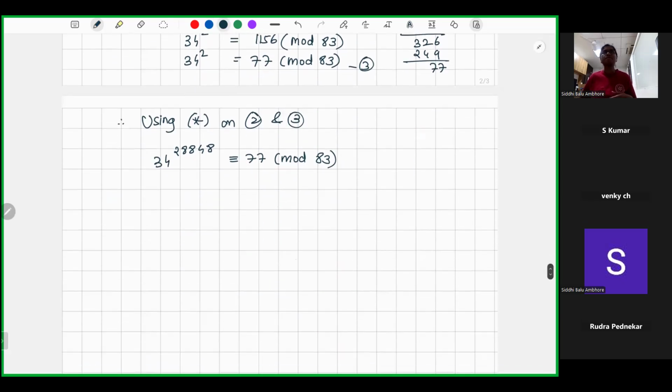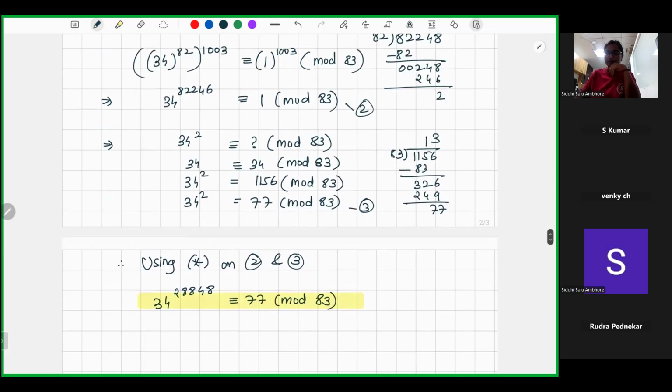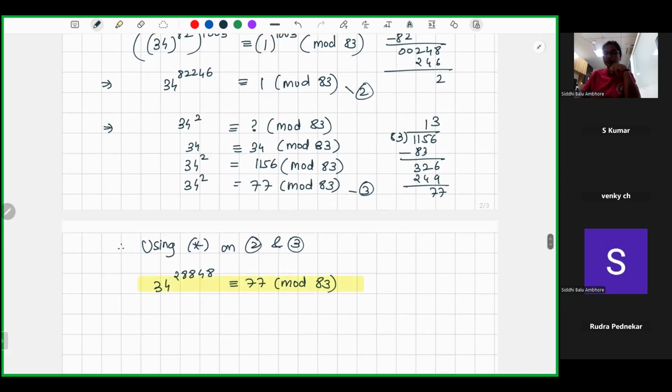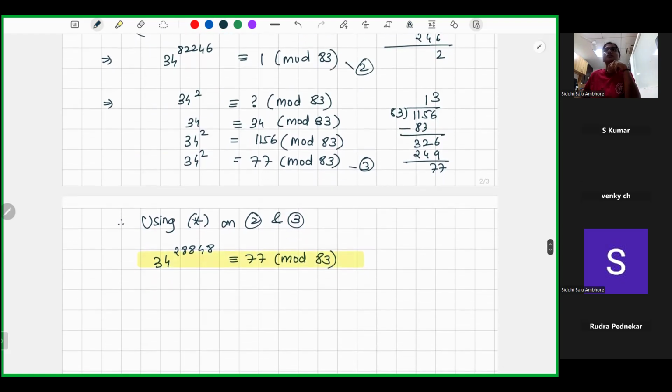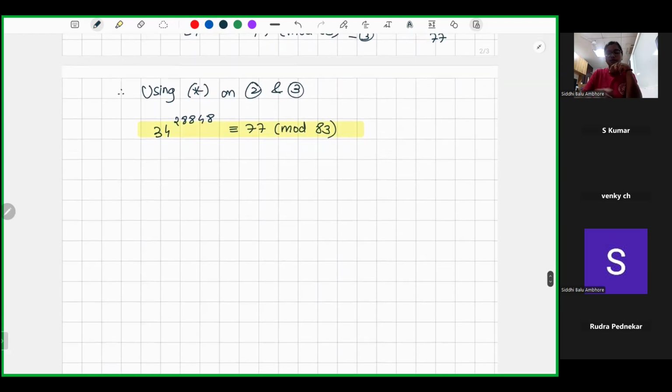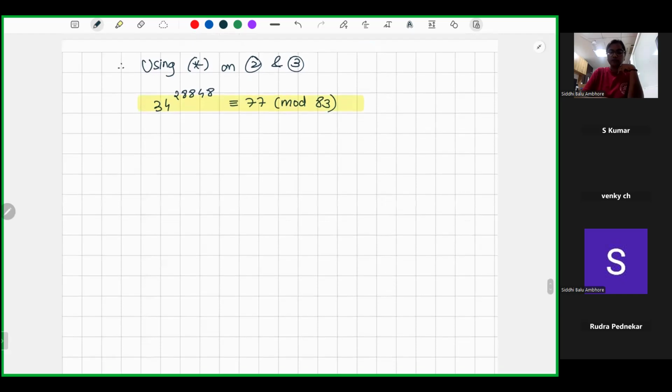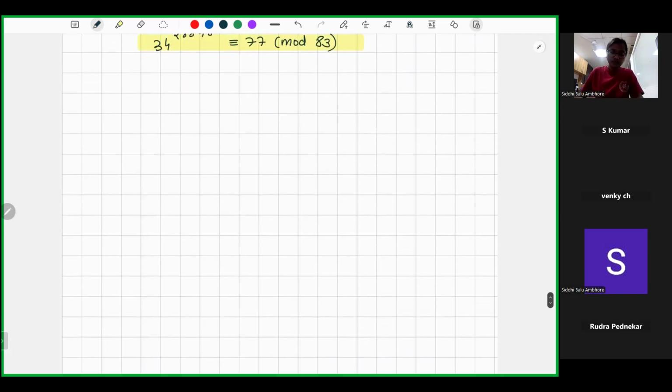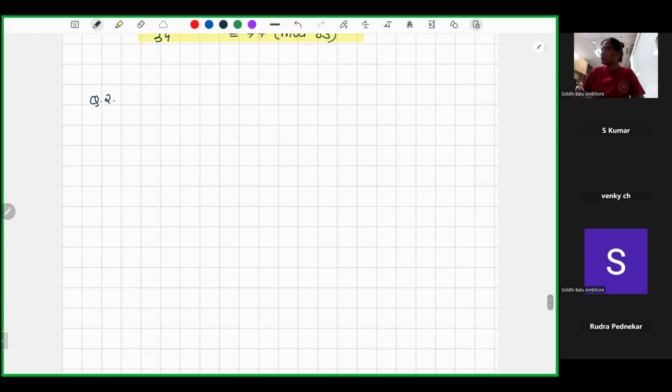Okay, this is what we got. Any doubts here? This was just simple calculation and nothing else. So yeah, if you still have any doubts, please let me know. Yeah, and no doubts. Okay. So let us move to next question.